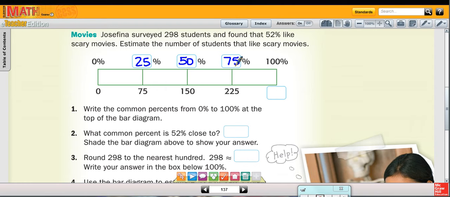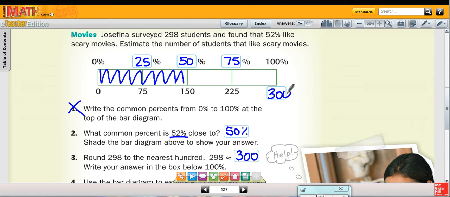Okay, so that completed question number 1. Then we looked, what common percent is 52% close to? So if we look at 52%, it's close to 50%. So we're estimating that percentage. Shade the bar diagram to show your answer. So we would shade this up to 50. Okay. Round 298 to the nearest 100. 298 is closest to 300. So that means that this here would be 300 is what it's close to.